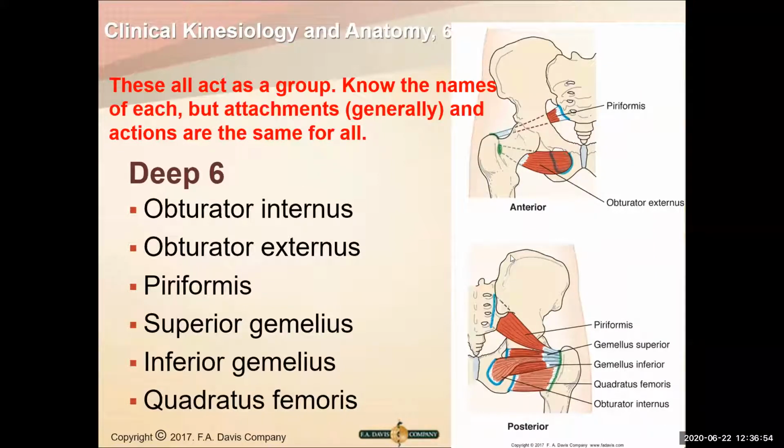So here's all of those deep 6. Obturator internus, obturator externus. Piriformis, that one I would suggest kind of learning because piriformis comes into play heavily. You have your superior and inferior gemellus, and then you have a quadratus femoris. How many of you guys knew all of those muscles were part of the deep 6? Did anyone? Nope. Did you know at least one of them? Hopefully. Good. All right, at least we know one.